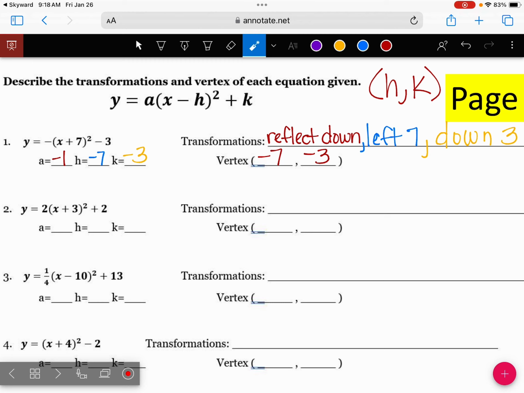Any guesses? What did you write for A? Anybody want to volunteer what you wrote for A? Cortez, what did you write for A, H, and K? 2, -3, and +2. Perfect.